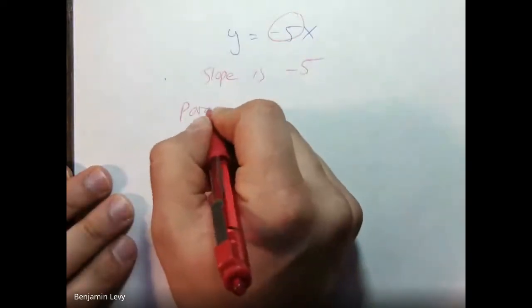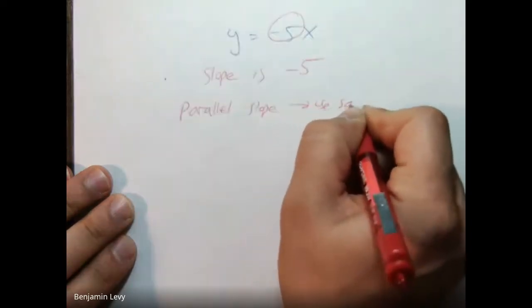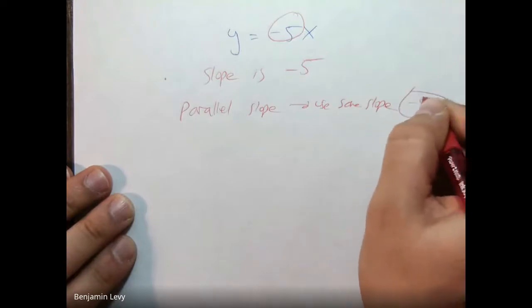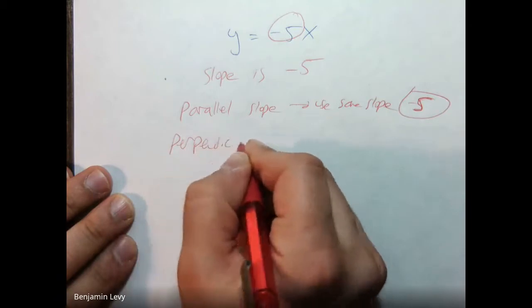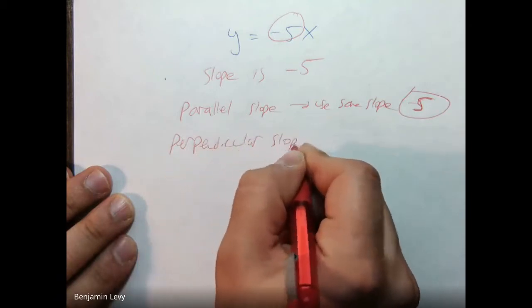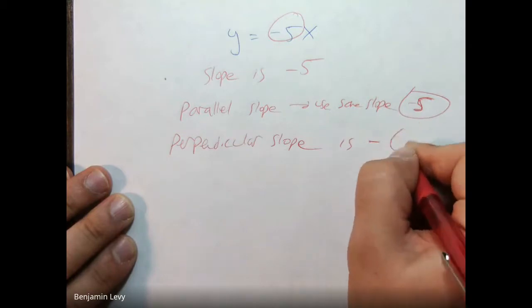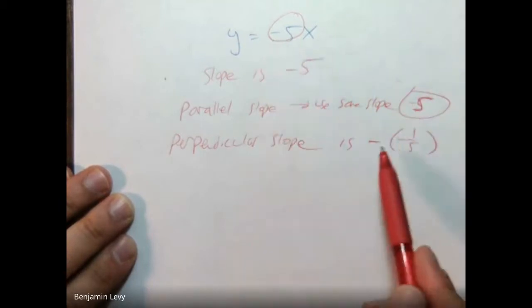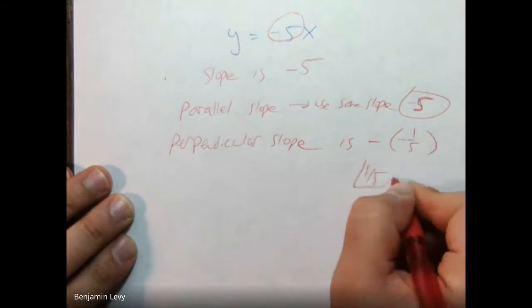For a parallel slope, use the same slope. So a parallel slope would also be negative 5. If you want a perpendicular slope, you make it into a fraction and you multiply it by negative 1. So I took negative 5 and made it into a fraction, and I multiplied it by negative 1. And so that would make it positive 1/5.